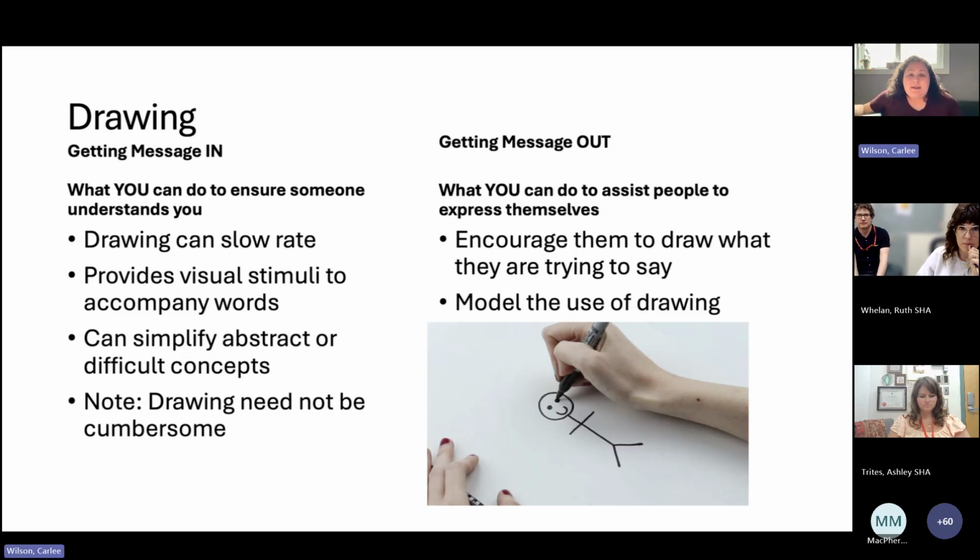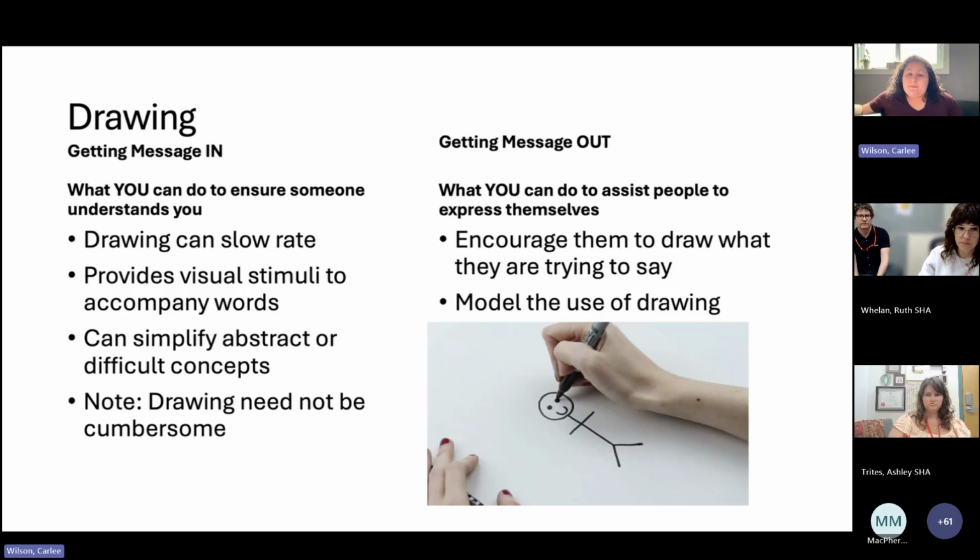If writing is not quite getting it, or if people have trouble with writing words, drawing is awesome. If you're drawing while you're writing, it can slow down your rate. People say that a picture is worth 1,000 words. So if you're using pictures and words, hopefully the message is getting across.